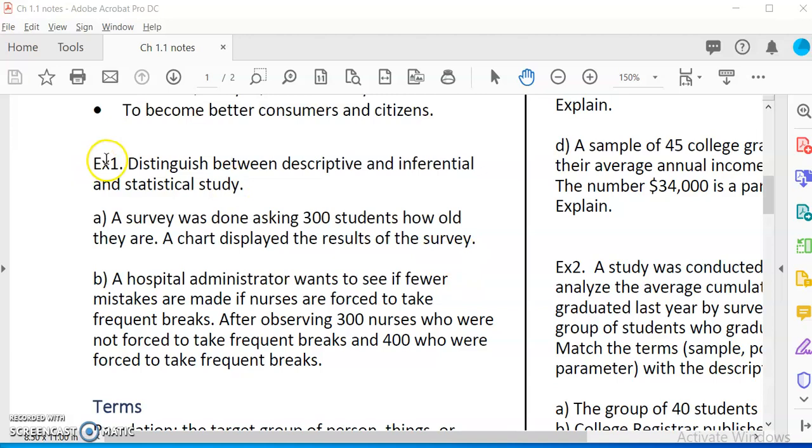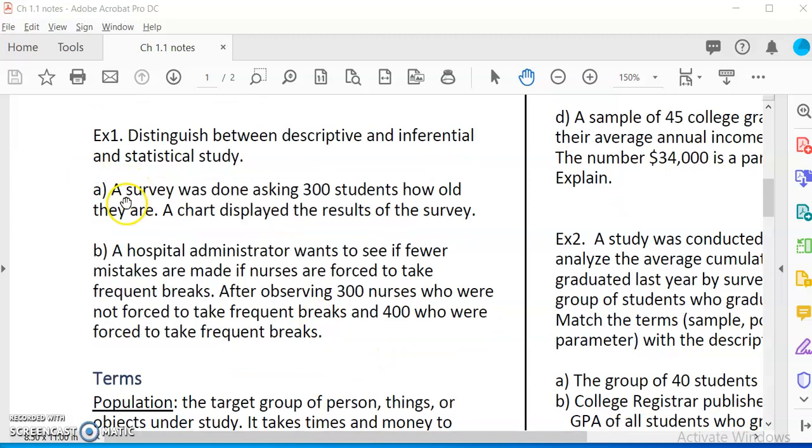The first example that I want to do is I will present two statistical studies and I'll ask you if these can be classified as descriptive or inferential study. Remember, for descriptive study, you are just presenting the data. You are not doing any generalization. You are not doing any educated guess. You basically just do a survey and present it.